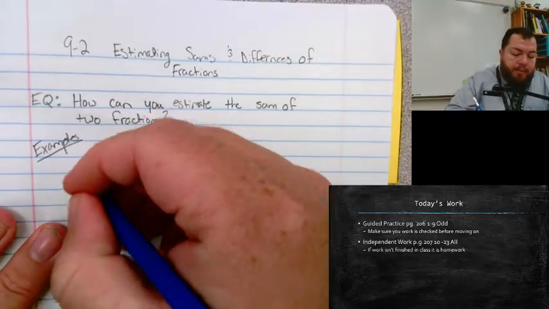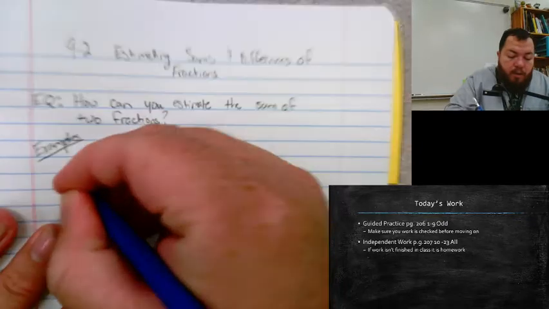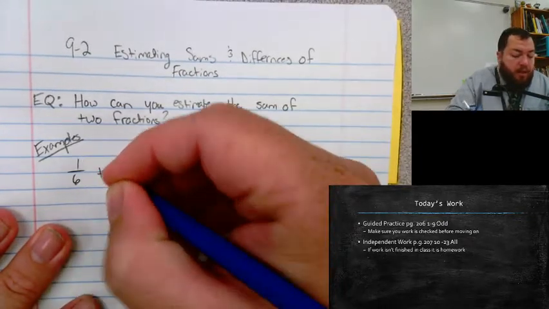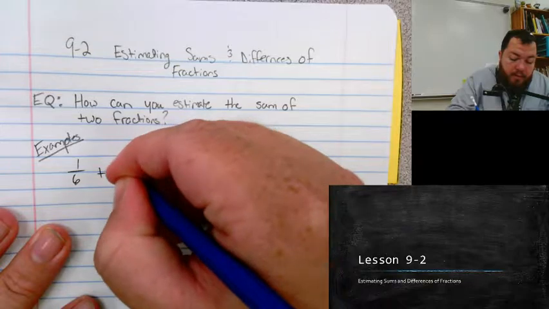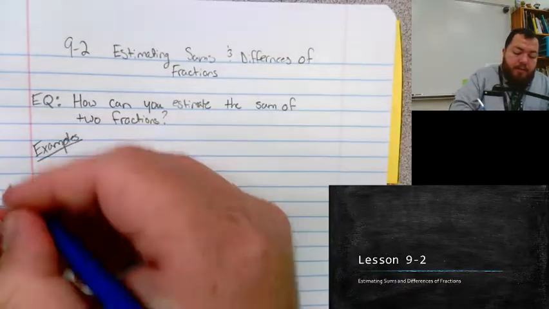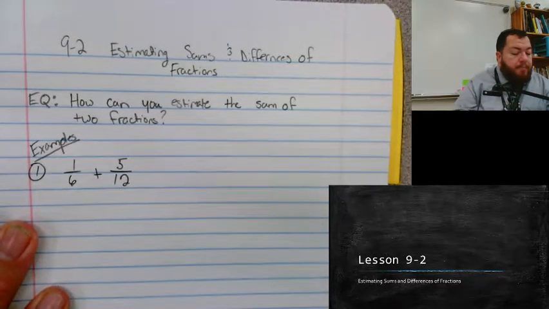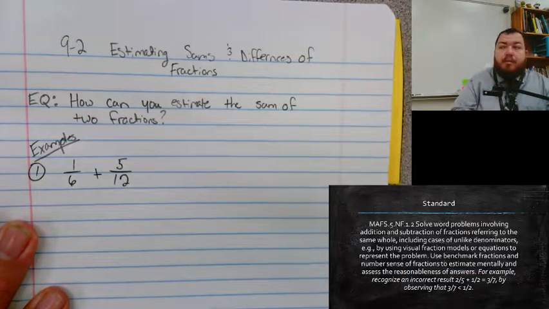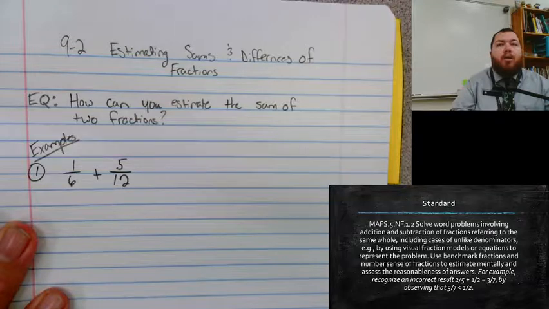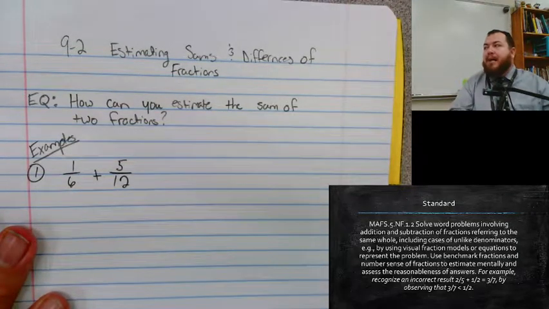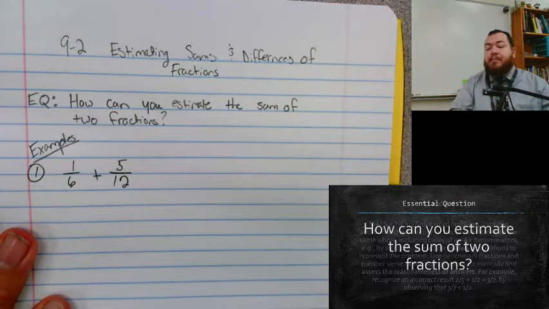So my problem would be 1/6 plus 5/12. You write example 1 over here. But the question asks us to find about how long. And whenever we see about how long, that tells us that we can estimate.